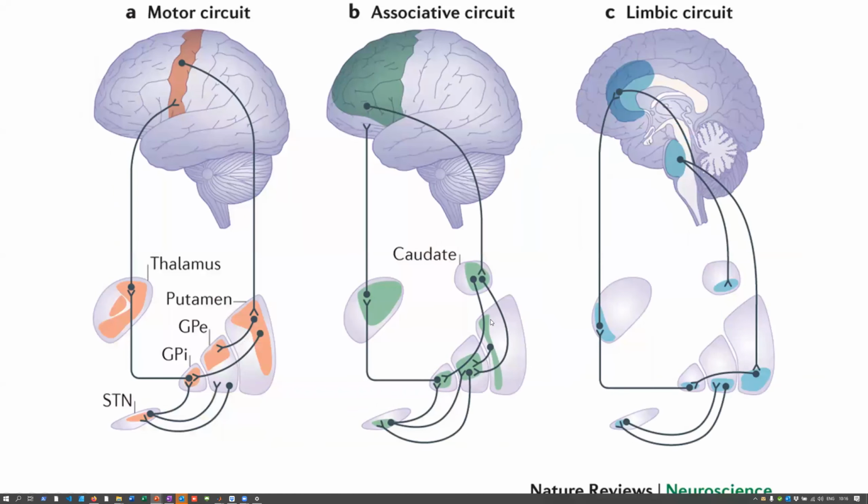Now, the basal ganglia are not only associated with motor features, but also with other networks, in addition to the motor network. Here it is shown for the motor cortex connectivity to striatum, GPE, GPI, STN, thalamus, and the loop back. But a similar circuit is also shown in a slightly distinct anatomical space for associative cortical areas, but also for the limbic circuit.